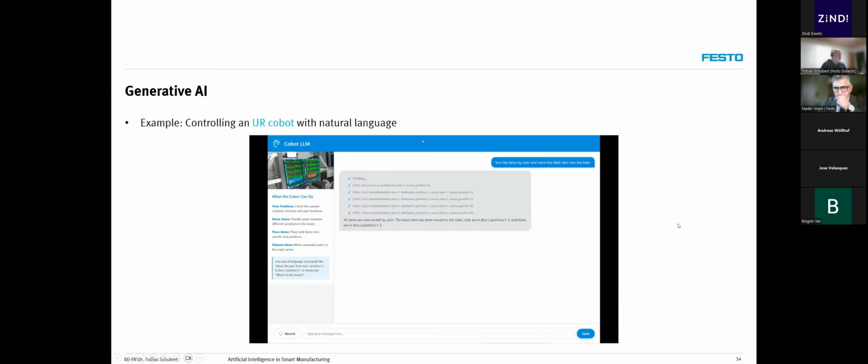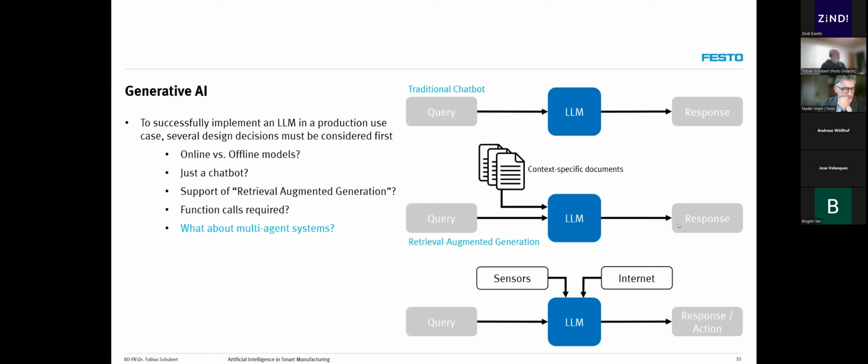So that's another application scenario for large language models. And I'm pretty sure we will see this in warehouses and logistics with mobile cobots and robots in the near future. And of course, multi-agent systems, that will be the future as well. So not having a huge large language model that can solve everything, but having small specialized ones for special purposes, of course.